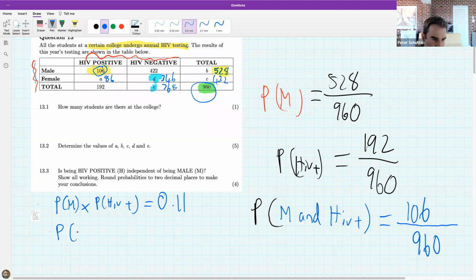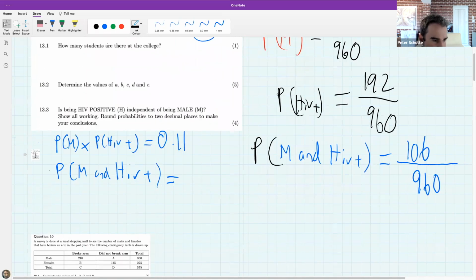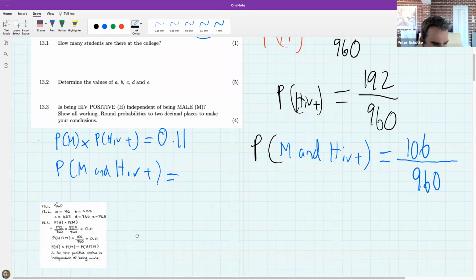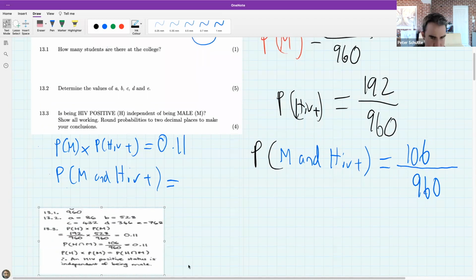Now, what is the probability of being male and HIV positive? Well, it is in fractional form. I've already written it, but 106 over 960. I'm going to use my calculator to be my friend. And it's 0.11. You guys, what are you getting? Okay, so in this case, I'll just pull up the answers here because this is from the study guide. 106 over 960, 0.11. And so the events would be independent. Okay, so therefore, the events are independent.